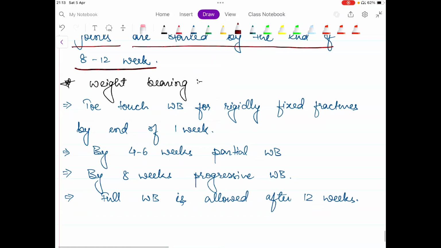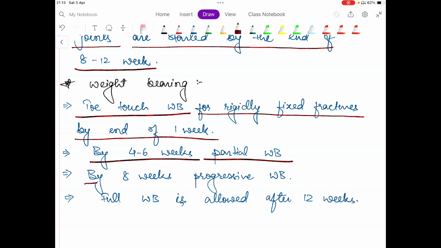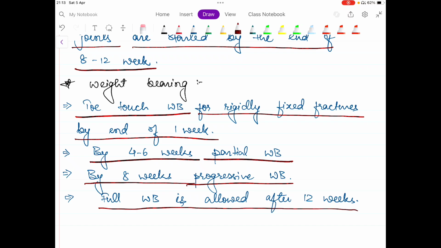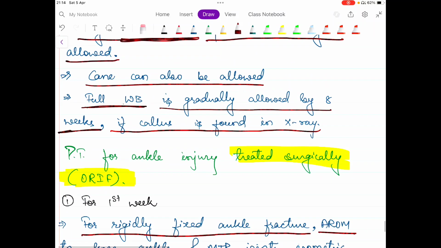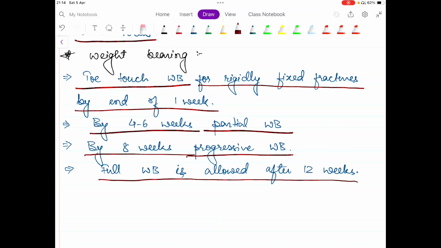About weight bearing, toe touch weight bearing for rigidly fixed fracture is done by the end of 1 week. By 4 to 6 weeks, partial weight bearing is done. By 8 weeks, progressive weight bearing is suggested. And then full weight bearing is allowed by 12 weeks. So this is the general or standard protocol for PT management for ankle injury or fracture that is treated surgically.